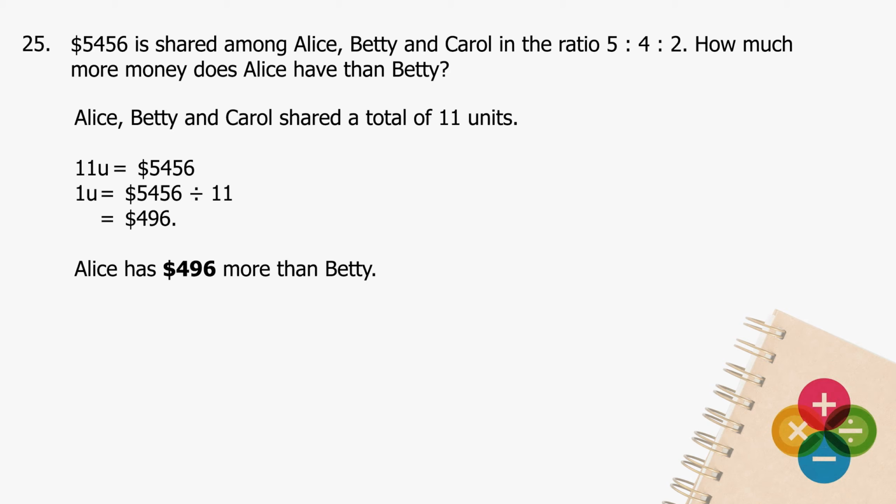Alice, Betty, and Carol shared a total of 11 units of money. 11 units is equal to $5,456. 1 unit will be: divide $5,456 by 11, and the quotient is $496. Alice has $496 more than Betty.